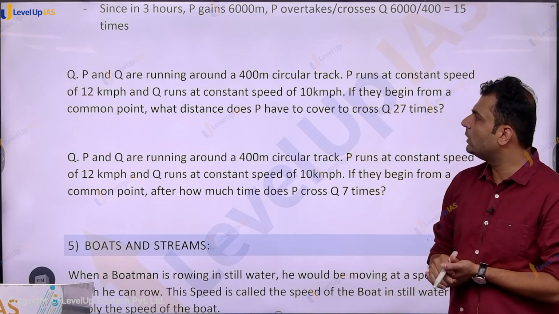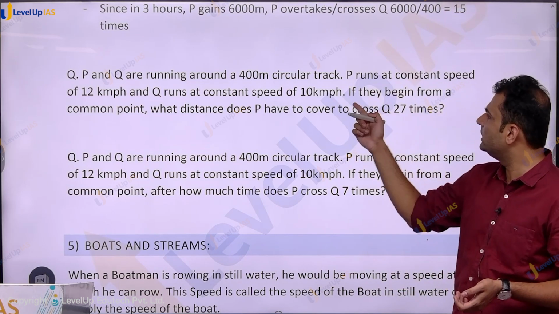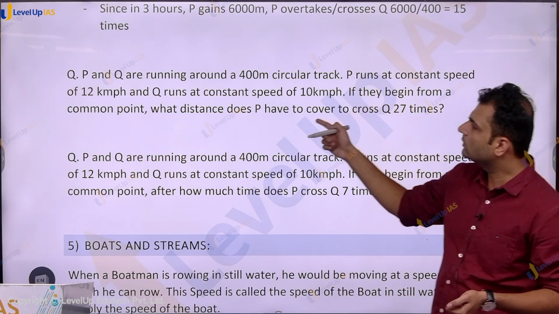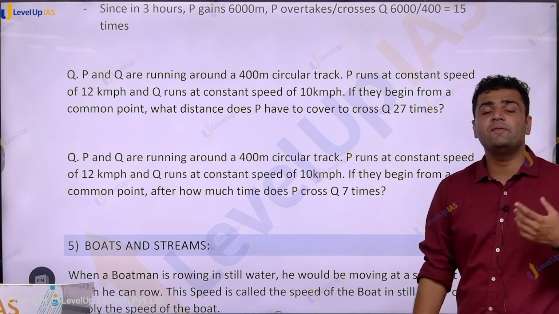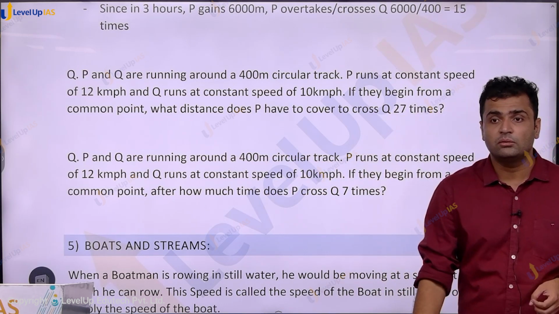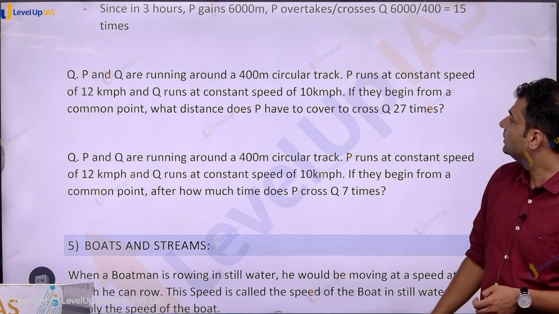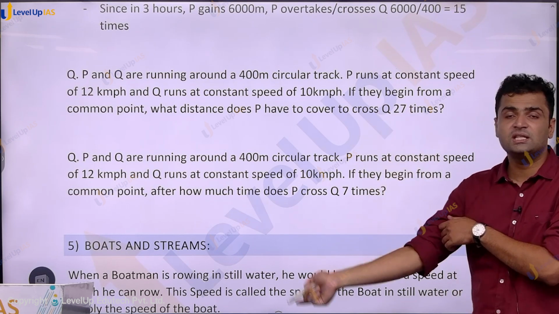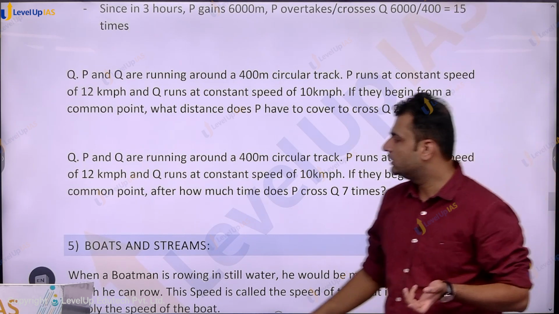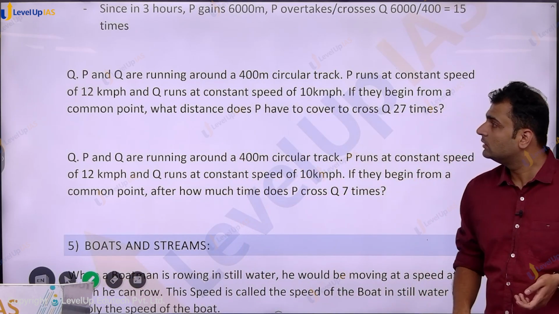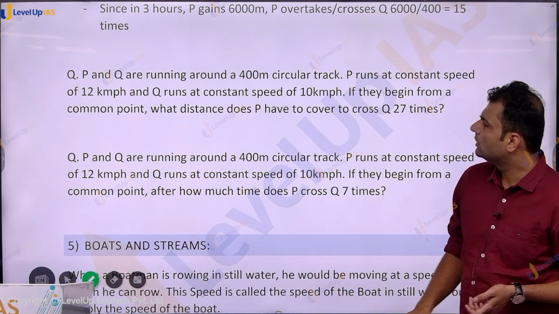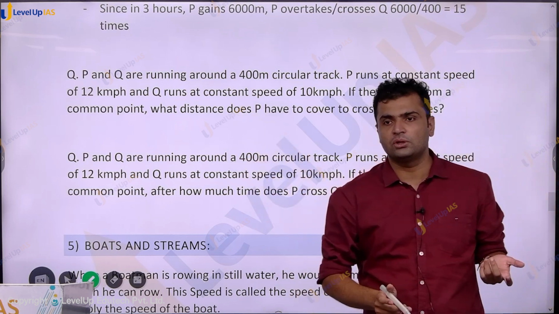Next question, P and Q are running around, every data is same. Question is, what distance does P have to cover to cross Q 27 times? Now we want P to cross Q 27 times. So that is already given, how many extra rounds P has to make. Question is, what distance P has to cover?